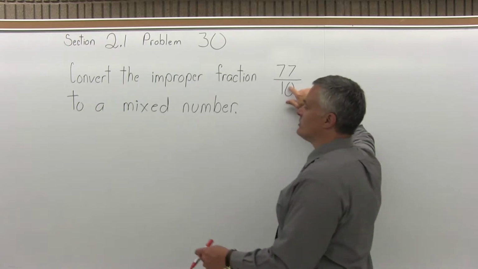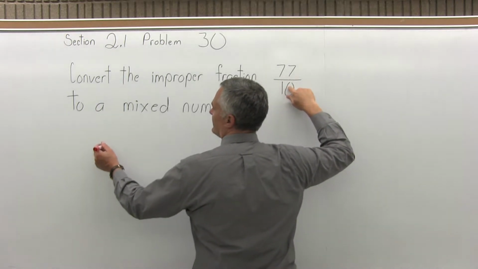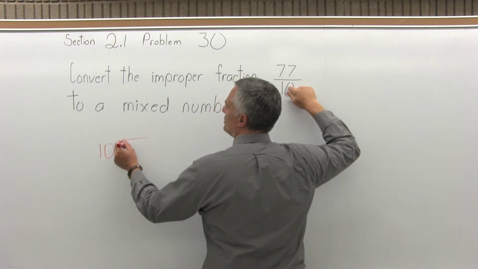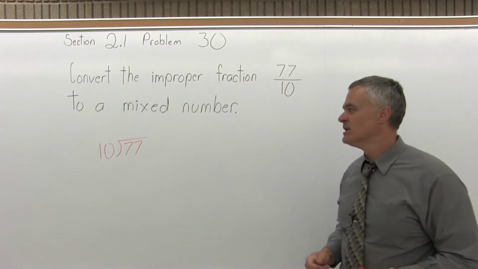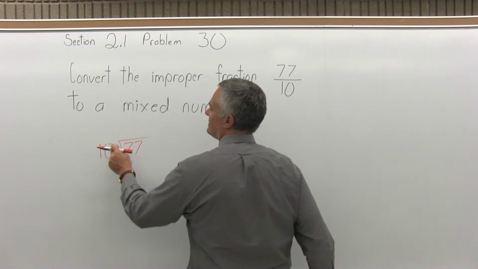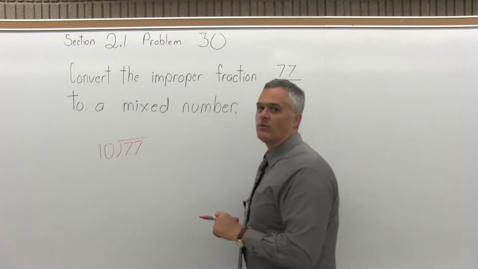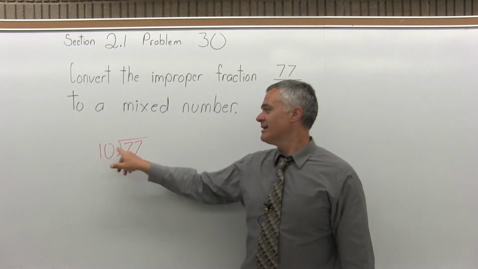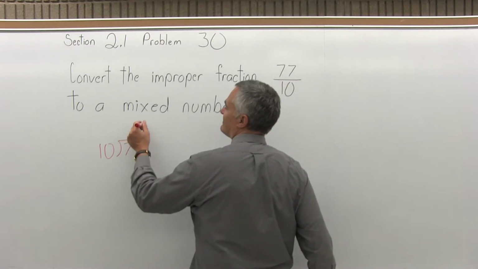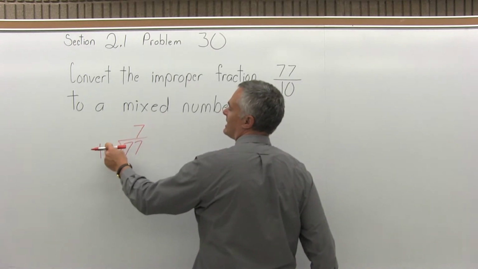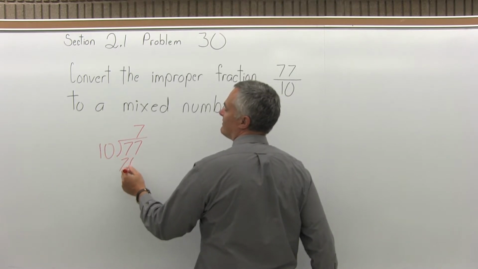So the way you want to do it is take the denominator and divide it into the numerator. So I will have 10 divides into 77 how many times? So first I try 10 divides into 7. 7's not big enough, it won't fit. So I'm going to look at 10 divides into 77. So as close as I can fit is 7 times, 7 tens. So 7 times 10 would be 70.